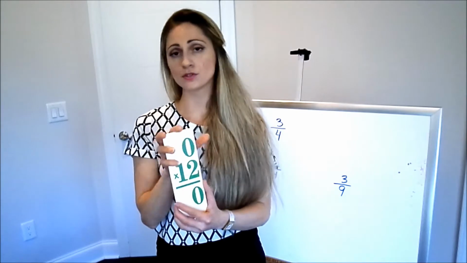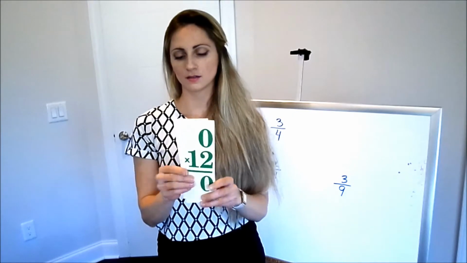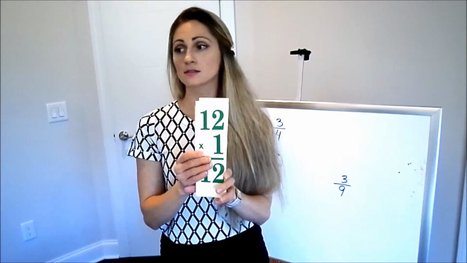Now, I'm going to introduce to you the 12 multiplication cards. You already practiced some of those. We're going to go through all of them in order. You should already know all of these. The only new one that you're going to learn is the 12 by 12. Everything else you've learned so far. So, 0 times 12 is 0. Say it. 0 times 12 is 0.